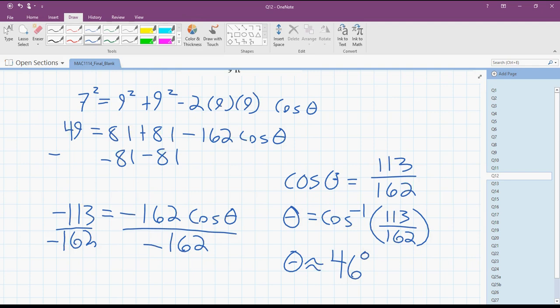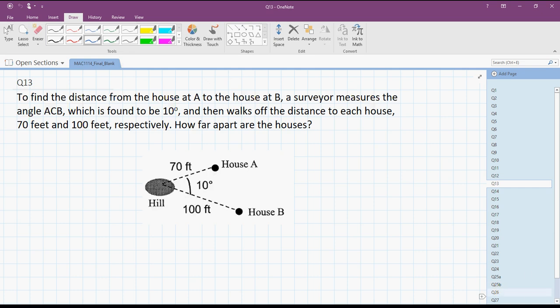Well, we got to get theta by itself, so how do you get rid of cosine? You take the inverse of it. Okay? Just like before when we wanted to solve for sine theta, how do we get rid of sine? We take the inverse of it. Okay? Good questions. We're almost out of law of cosines.